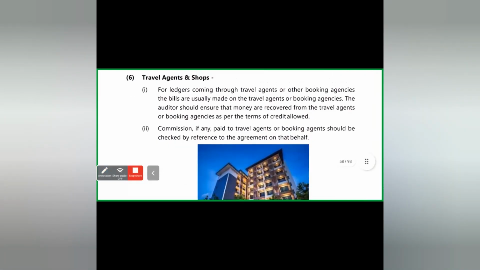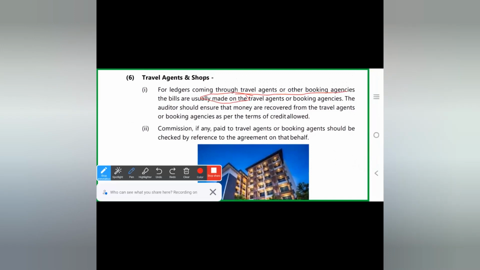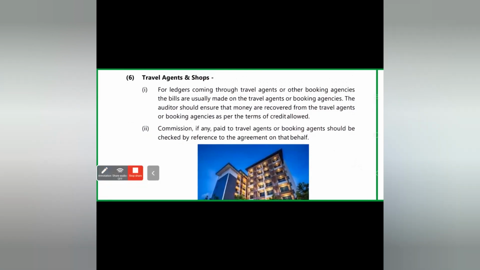In case wherein customers are acquired through travel agents, those bookings and bill agencies should be properly cross-verified by the auditor. Commission, if any, paid to the travel agent should be checked by reference to the agreement on that behalf.